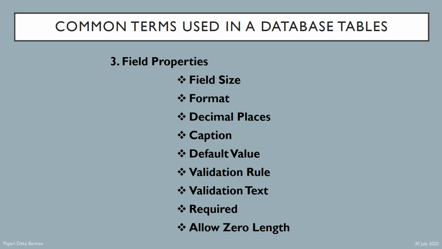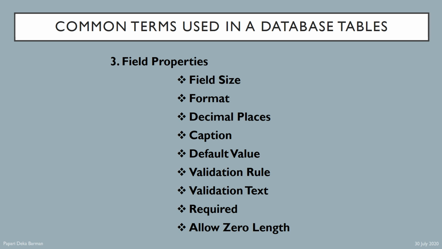Next, caption. Caption is an alternative name for the field to make the field name more explanatory. It can contain up to 2048 characters. Then default value. This value is automatically filled in the field when you add a new record to the table. Means if you don't enter any record in the field, then it can accept the default value.